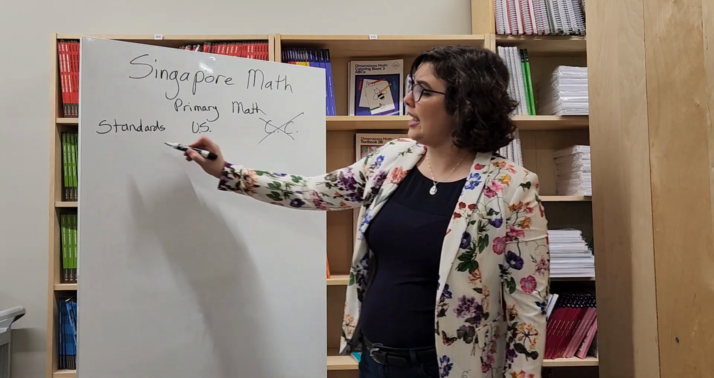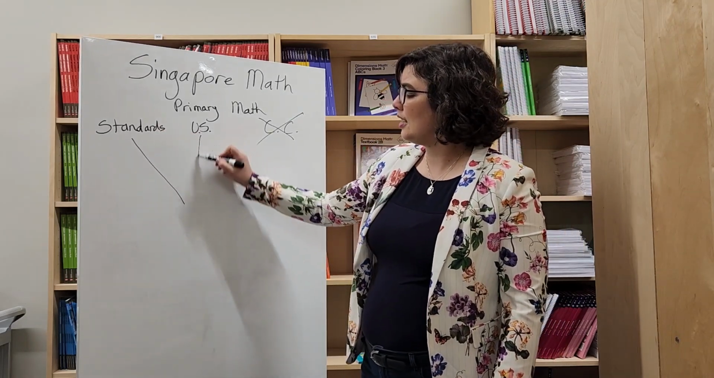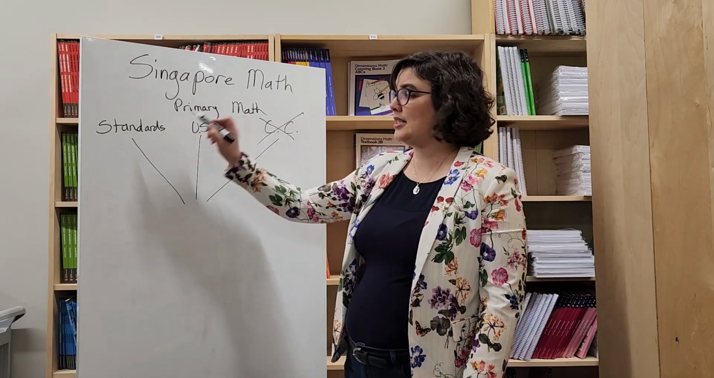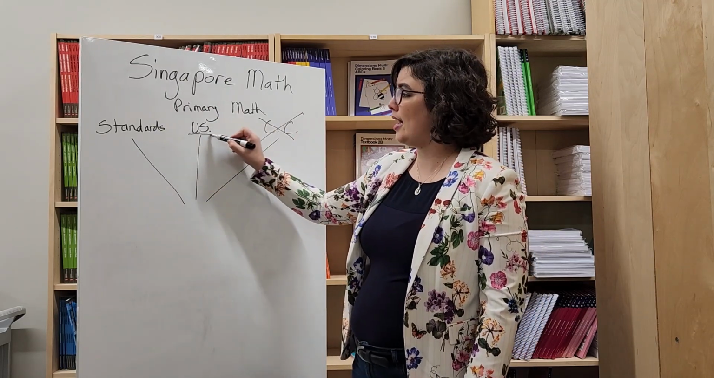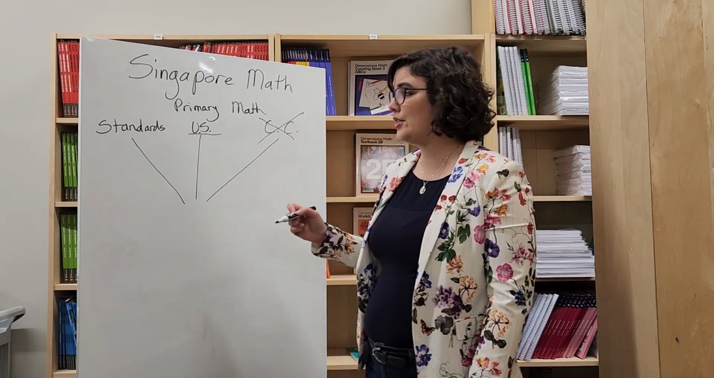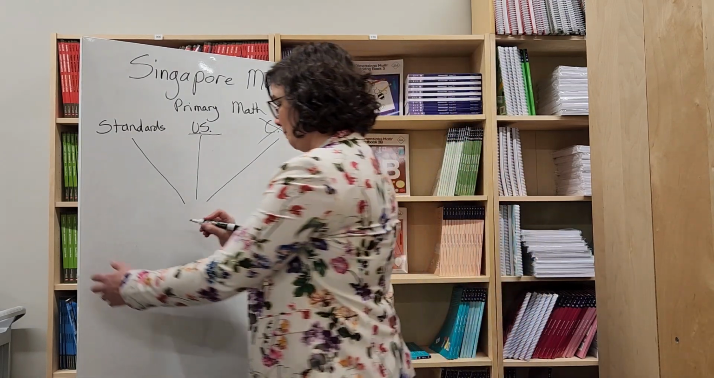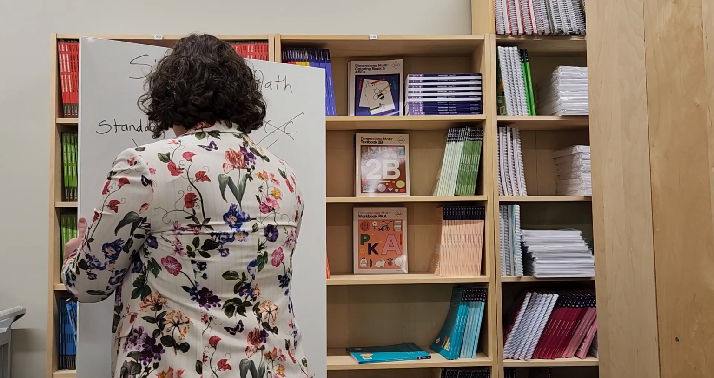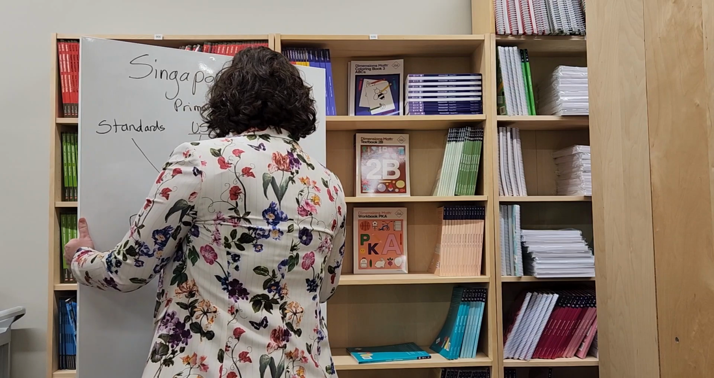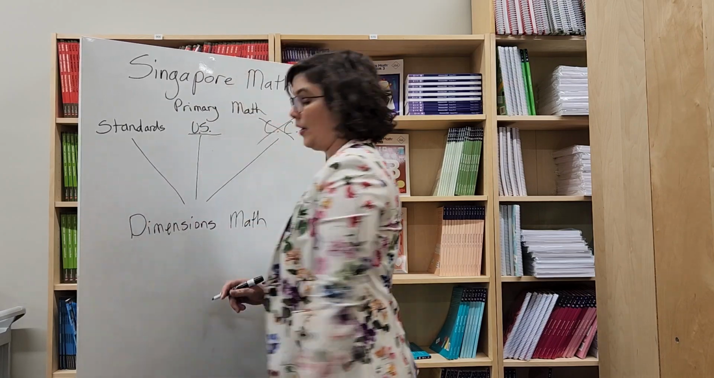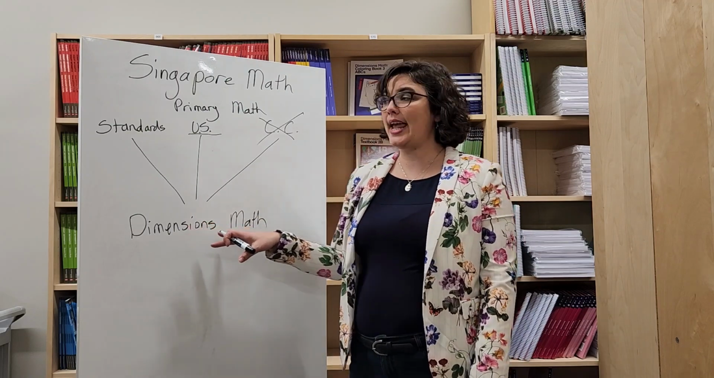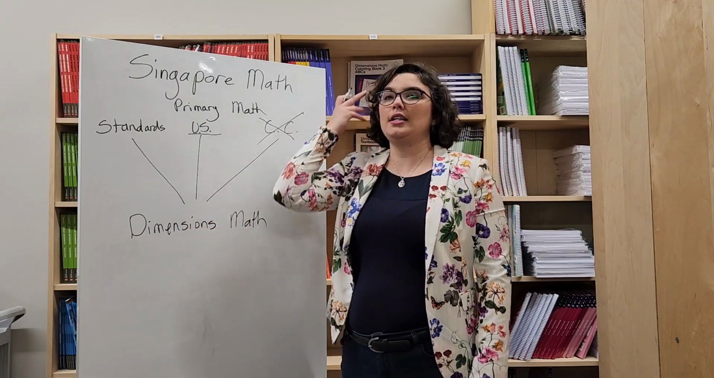Then they have another line which is somewhat of a collation of all 3 of these. So it meets the government standards, it has the US weights and measures, and it meets the Common Core standards. That one's called Dimensions. Okay, so that's Dimensions Math. In Dimensions Math, they've also taken out some of the instruction.